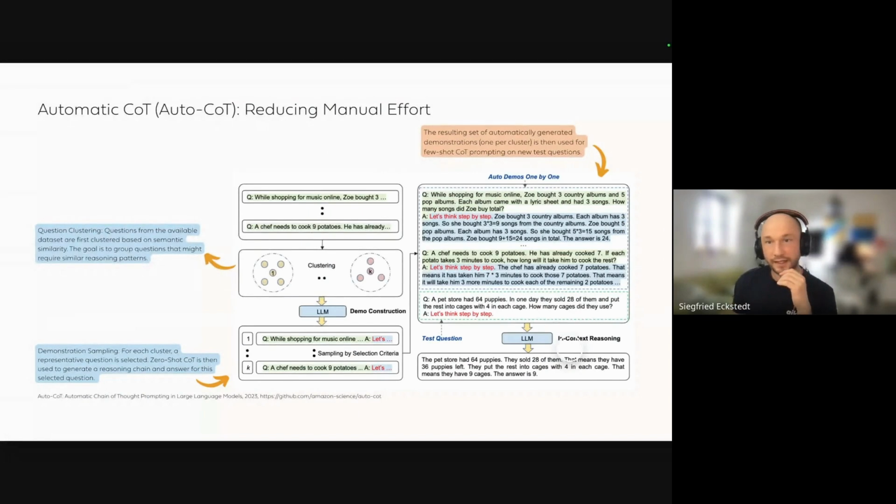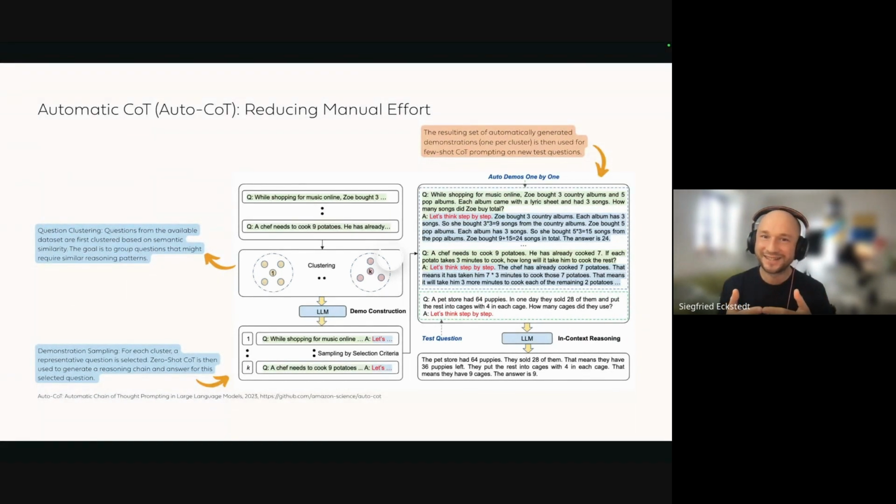All right, and a last piece that is also interesting is auto CoT, or automatic chain of thought. This is basically the idea to reduce the manual effort. And the graph here is really noisy. I've taken that from the original paper.